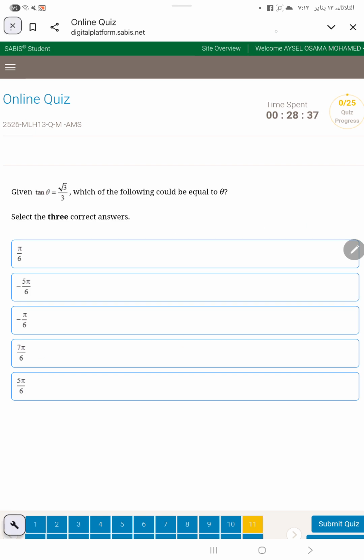Now question number 11. Here you do also the same thing. You do shift tan. So tan inverse of radical 3 over 3. And then from the calculator, you can get the answer. So the answer is 30 degrees. In radian, you can convert it to radian. You get pi over 6. If your calculator is radian, it will give you pi over 6. If it's degrees, it will give you 30. So option number 1 is correct.